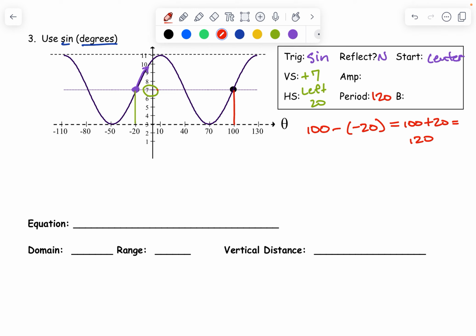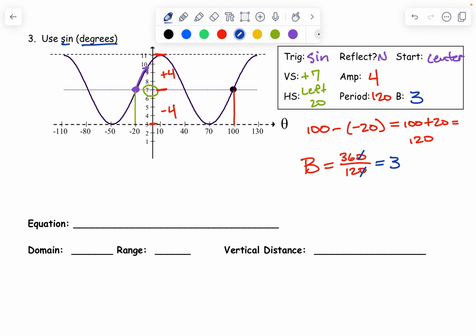Amplitude, our midline is at 7 and our highest peak of our crest is at 11. That's a difference of 4. And then we also go from 7 down to 3, so we have an amplitude of 4. And then just like question number 1, b equals 360 divided by the period. So 360 divided by 120, you can knock off those zeros. 36 divided by 12 is 3. We have a b value of 3.